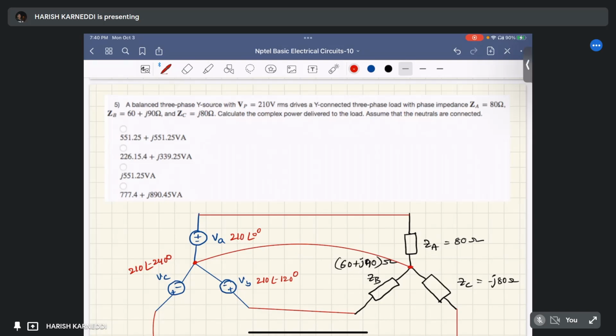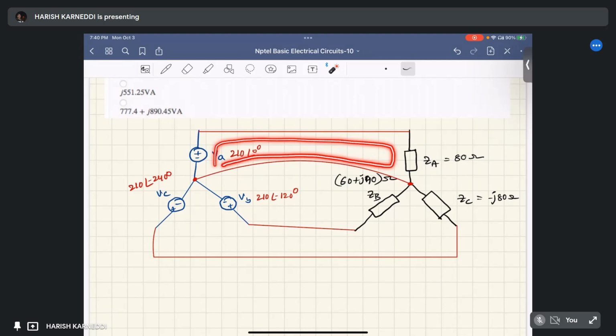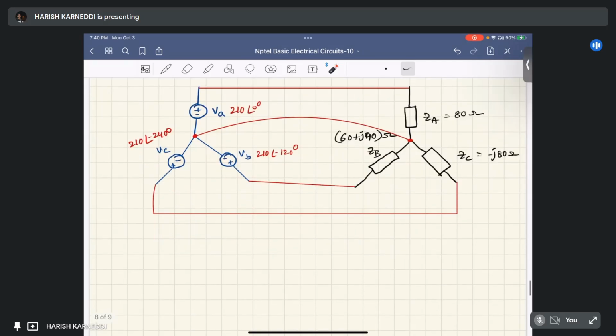So here, this circuit seems like a phase circuit, right? It means this VA has a closed path like this, and VB has a closed path like this, and VC has a closed path through the neutral like this. It means we can consider each phase, calculate the powers for each phase, and add those things.